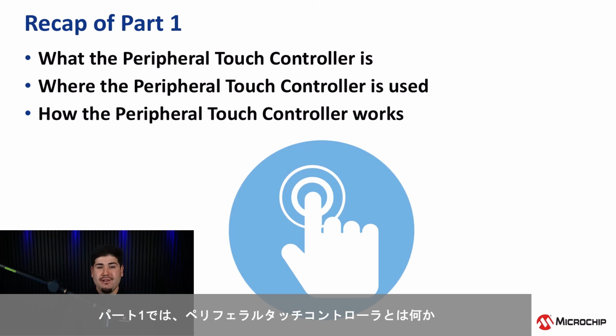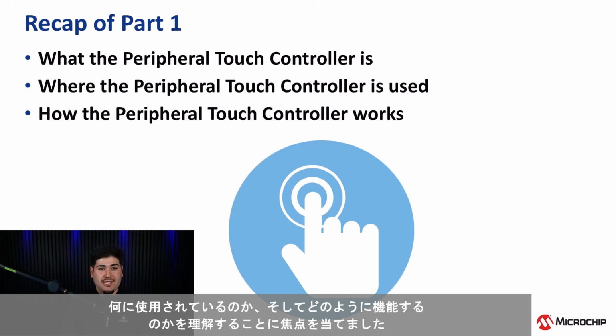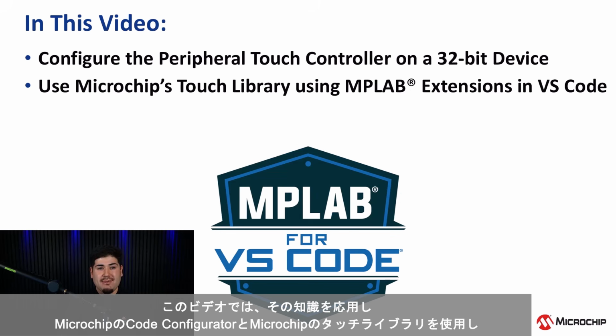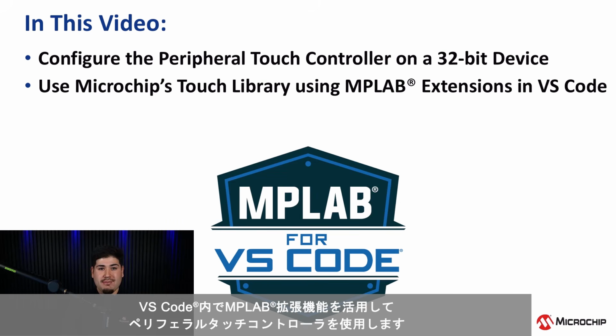In part 1, we focused on understanding what the Peripheral Touch Controller is, where it's used, and how it works. In this video, we'll apply that knowledge by configuring the Peripheral Touch Controller using Microchip's Code Configurator and Microchip's Touch Library inside of VS Code using the MPLAB extensions.